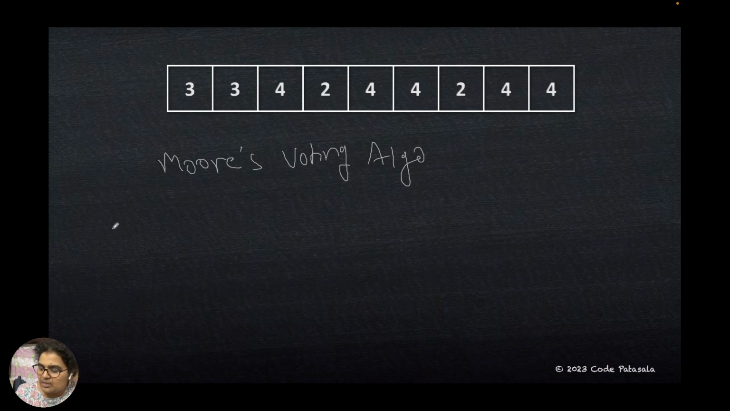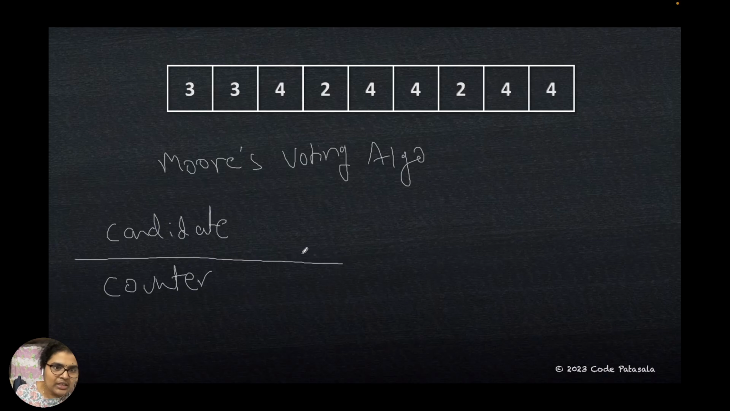The algorithm says take two variables, candidate and counter. Initially, both of them are 0. While traversing the array, when the counter is 0, we will assume that the element at the current position is the candidate. For example, initially we will be at this point, counter is 0. So we will assume that the candidate is 3.